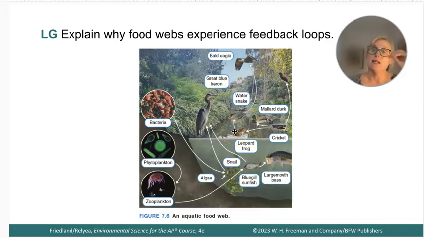However, there can be negative feedback loops, whereas if there's less leopard frogs, it means the crickets aren't all being eaten by the leopard frogs, so we have more crickets. That's a negative feedback loop because it reversed, and now we have more. So less leopard frog equals more crickets, so it's the opposite kind of thing. So you have to be able to describe those types of interactions on an FRQ or a multiple choice question on your AP test.